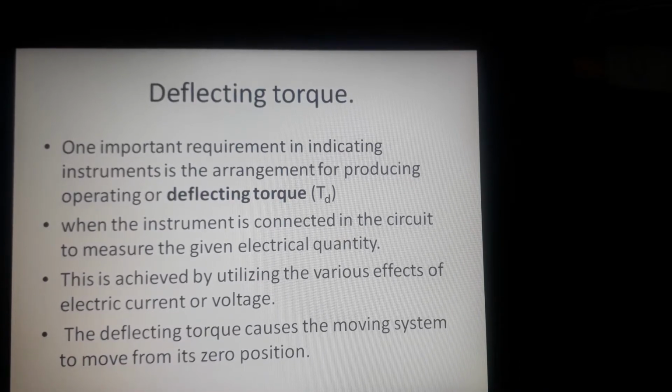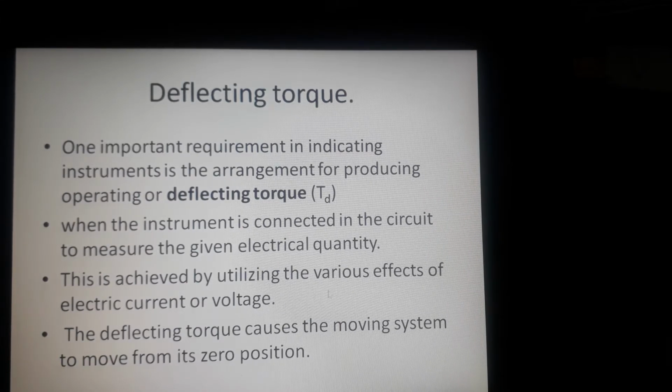Deflection is nothing but moving from the zeroth position to some other point. One important requirement is that an indicating instrument is an arrangement for producing an operating or deflecting torque. The deflection to be produced is known as deflecting torque. When the instrument is connected in the circuit to measure a given electrical quantity, whether current or voltage, whatever is necessary, the deflection will be made. That is regarding your deflection.